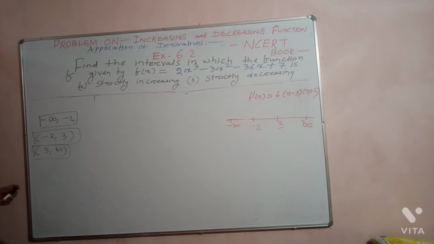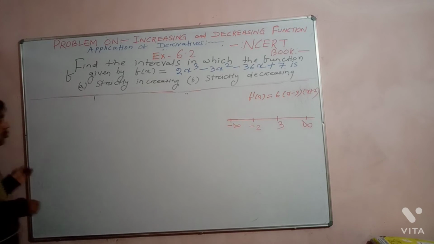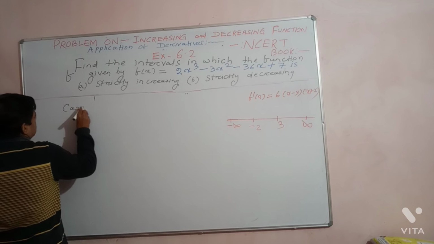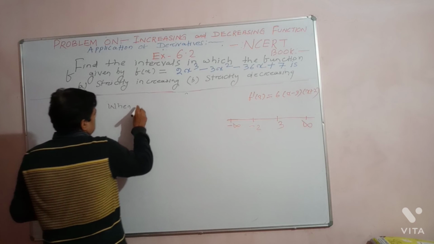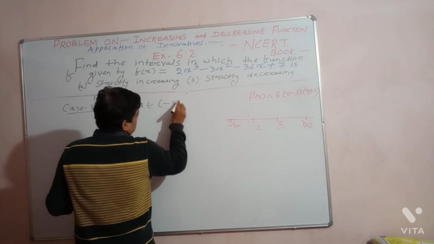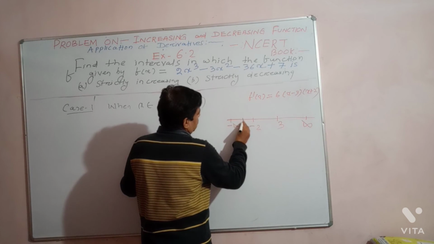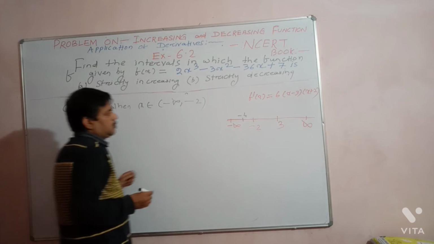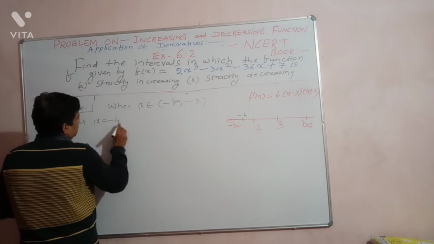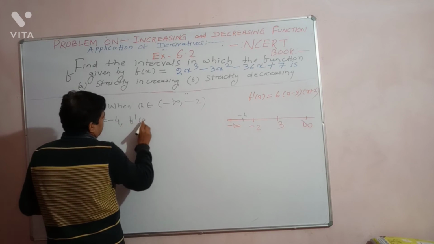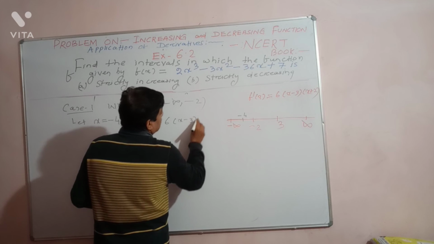Case 1, when x belongs to minus infinity to minus 2, it means the number can be, we can write minus 4 also. Suppose I will take x is equal to minus 4. If x is equal to minus 4, you can put the value in the f dash x. It will be 6 into x minus 3 and x plus 2.